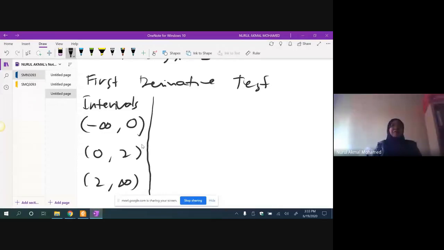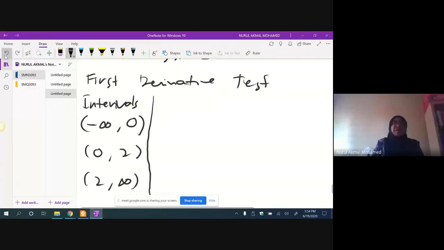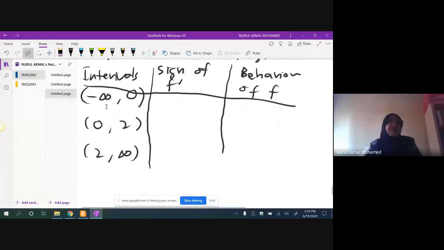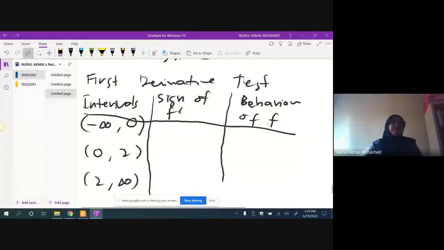Then we have the values for the sign of f prime. Sorry, let's write this as the sign of f prime. Can you please check it for me? What is the sign of f prime here? And then the third row will be the behavior of function f. This is the sign of f prime. So you can choose, let's say, x equal to negative 1. What will be f prime for x equal to negative 1? Can you check for me?